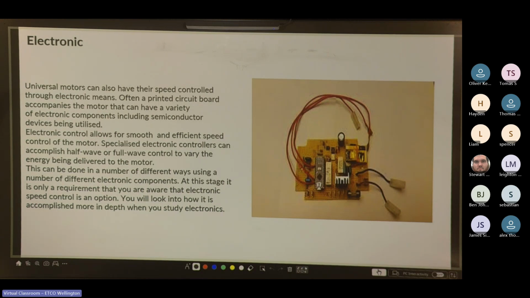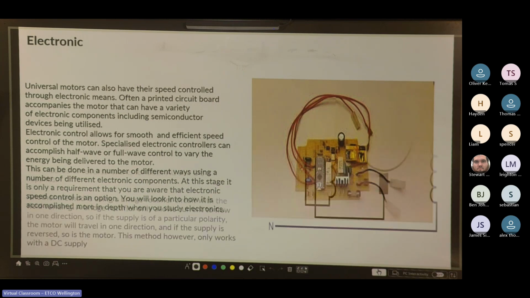Specialized electronics can accomplish half wave or full wave control to vary the energy being delivered to the motor. It can be done in a number of different ways using different electronic components. At this stage, it's only a requirement that you're aware of this. Look into how it is accomplished more in depth when you study electronics.